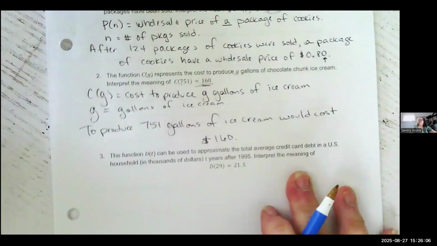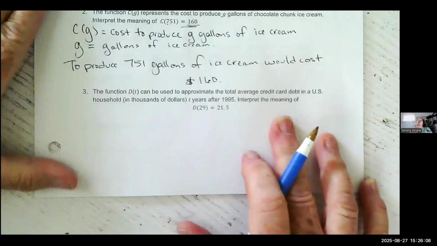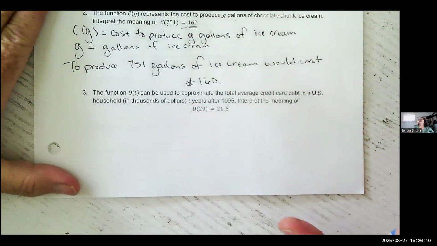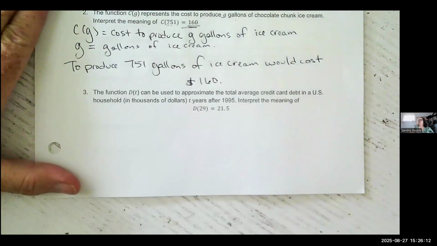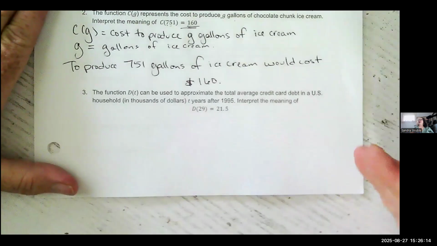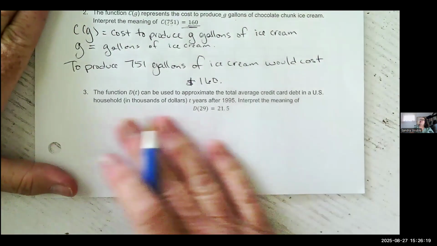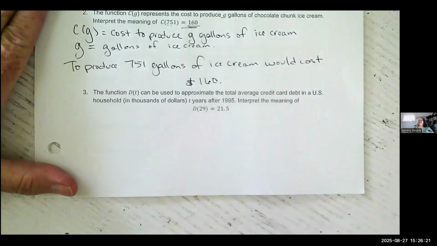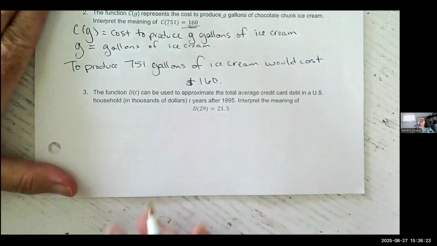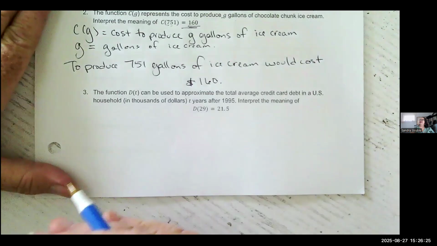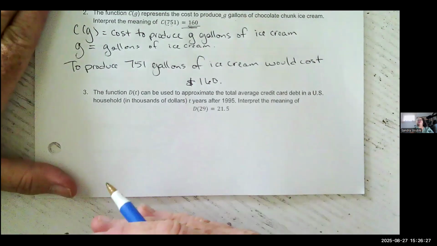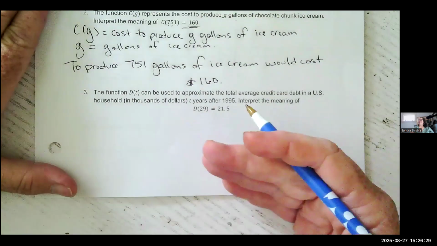Okay, next is the function d of t. I would like for you to pause with each one of these. As you're going through here, pause the video, attempt to understand it and interpret it yourself, then come back and see what I do. Compare it to what you did. If there's any differences, I hope you've learned something.